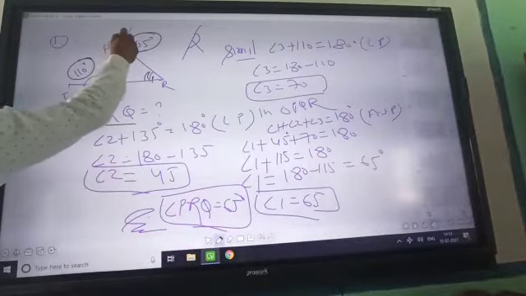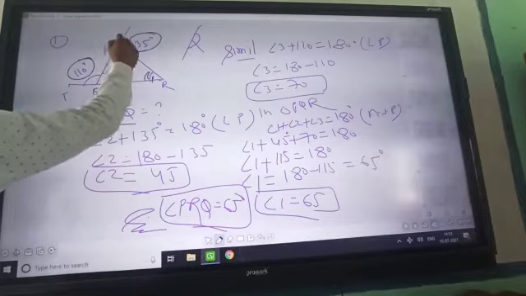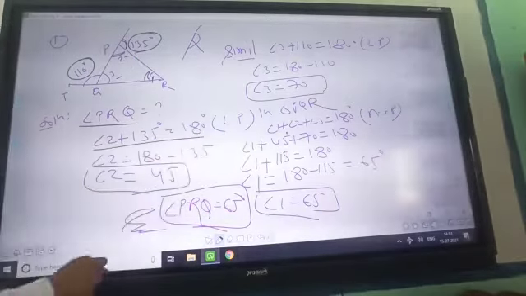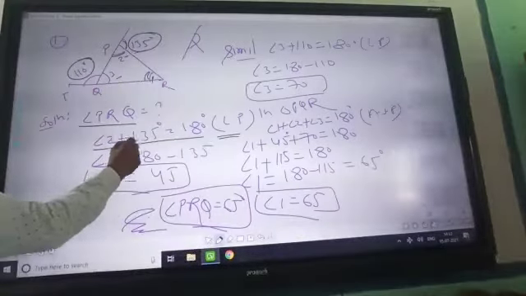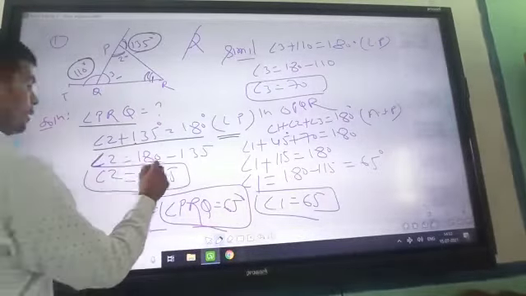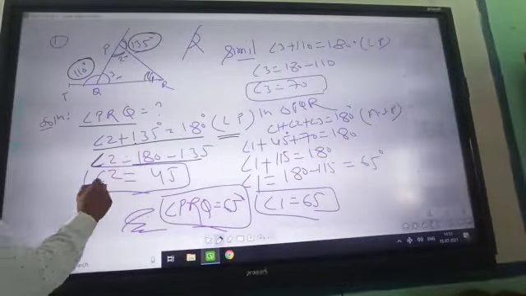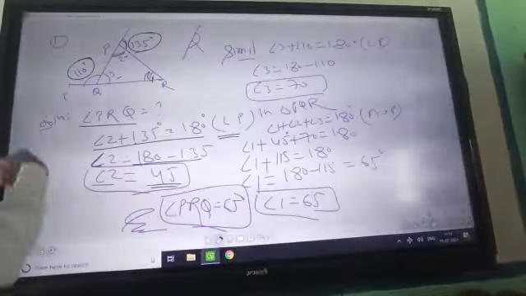Now you can think: 135 plus angle 2 equals 180. Why? Because they are forming a linear pair. So angle 2 plus 135 equals 180, so angle 2 equals 180 minus 135. So angle 2 equals 45. Now angle 2 is clear.